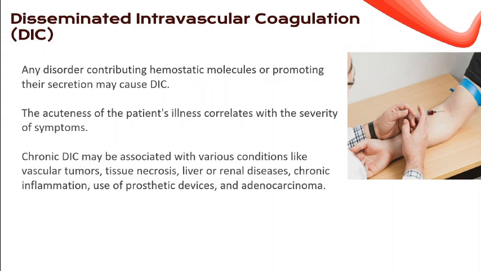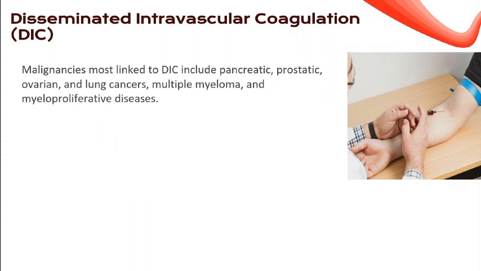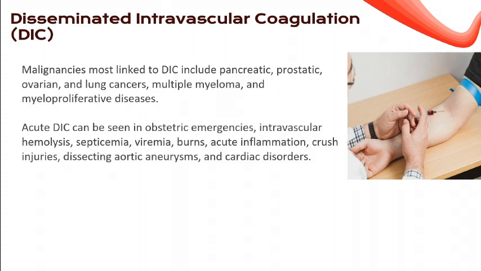Chronic DIC has its own set of instigators, including vascular tumors, tissue necrosis, liver or renal diseases, chronic inflammation, use of prosthetic devices, and adenocarcinoma. Malignancies like pancreatic, prostatic, ovarian, and lung cancers, among others, are often linked to DIC. Now, for the acute triggers: obstetric emergencies, intravascular hemolysis, septicemia, viremia, burns, acute inflammation, crush injuries, dissecting aortic aneurysms, and cardiac disorders can set the stage for acute DIC.